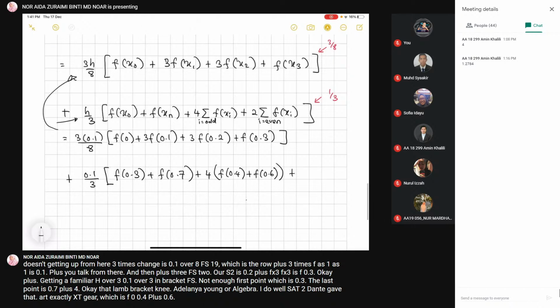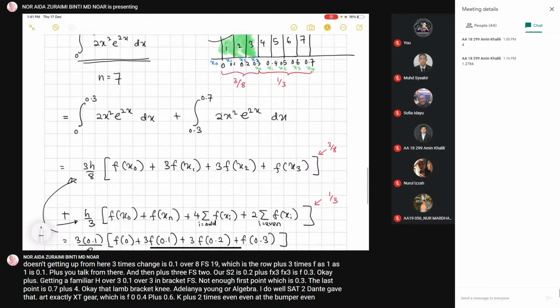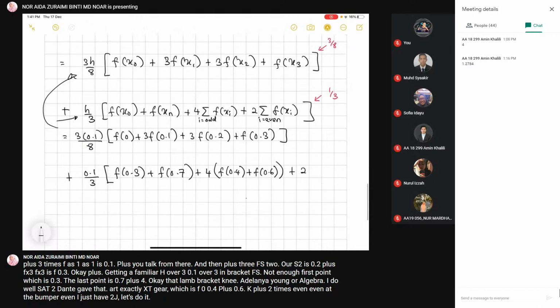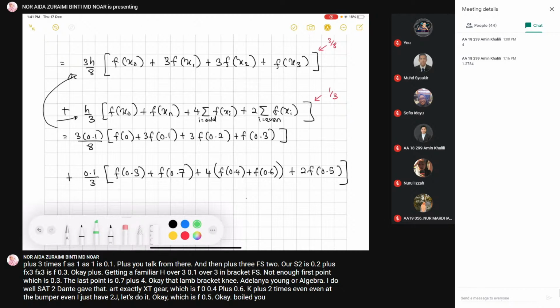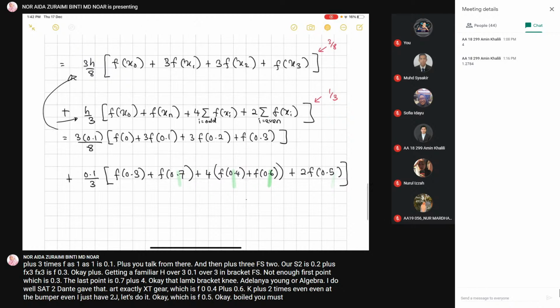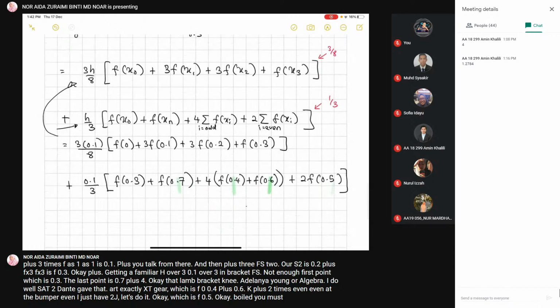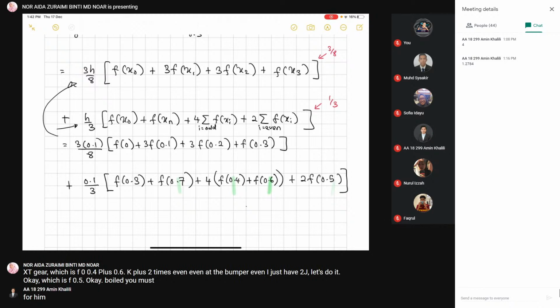Okay, plus 2 times even. Even ada berapa? Even ada satu je, x2, which is f(0.5). Okay, boleh? You tengok kita dah masukkan semua titik. 0.3 ada, 0.4, 0.5, 0.6, 0.7. Semua titik kita dah masukkan dah. Okay, faham tak sampai sini? Faham. Okay, bagus.